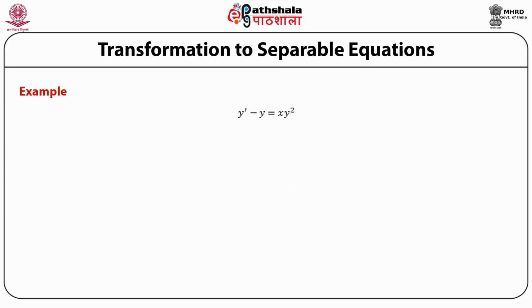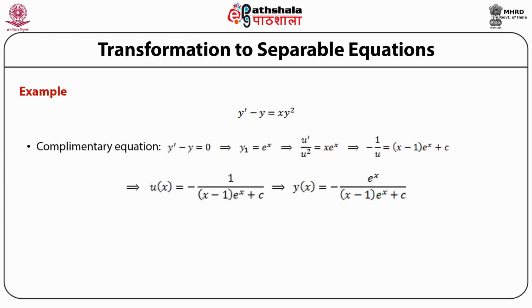First is y prime minus y is equal to x times y square. Complementary equation will be given by y prime minus y is equal to 0. So, the solution will be y1 is equal to e raised to power x. u prime by u square will be equal to x times e raised to power x. The equation may be integrated to obtain minus 1 by u is equal to x minus 1 times e raised to power x plus c.